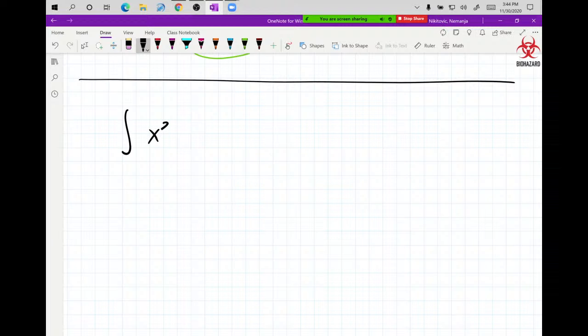Let's have x squared... nah, just x squared times the square root of 2x cubed plus 6 dx. So try this one, and I'll be back in a minute.